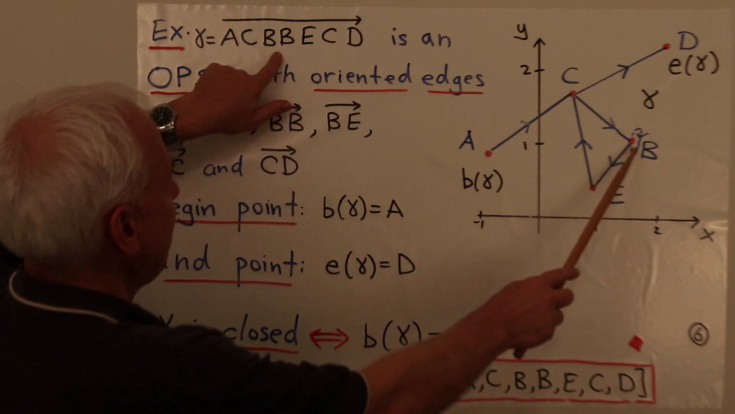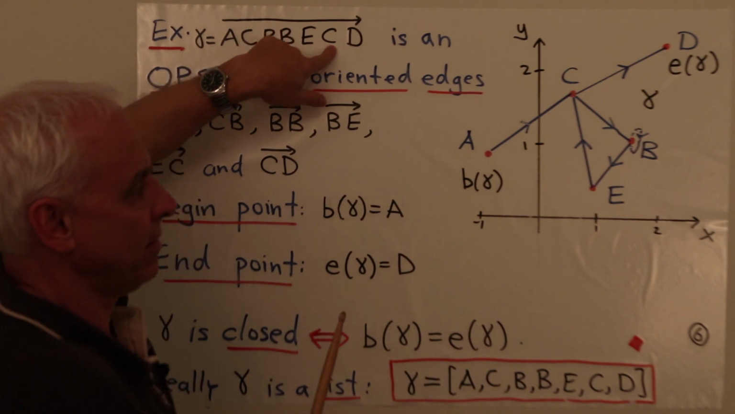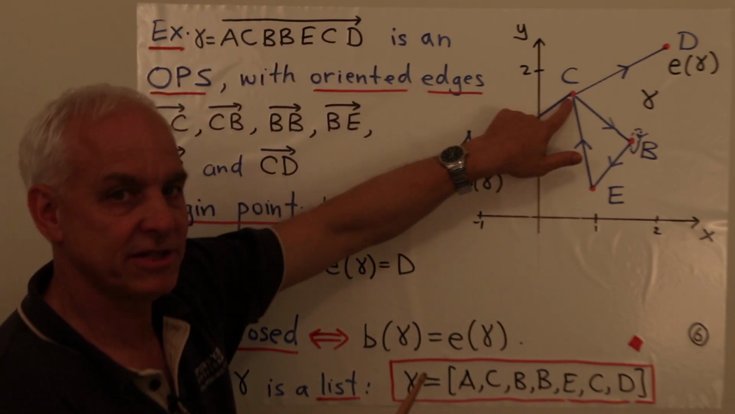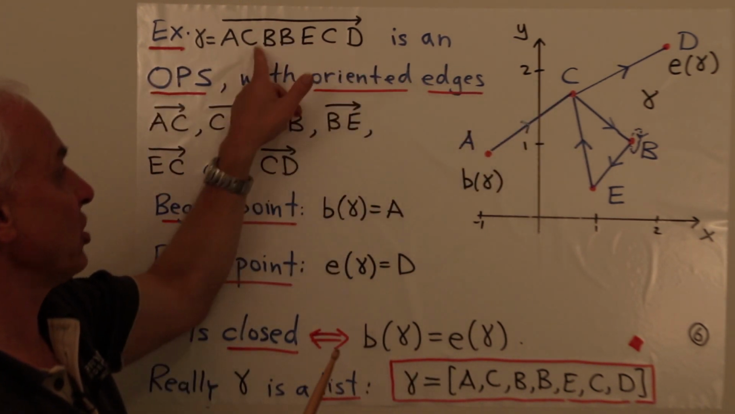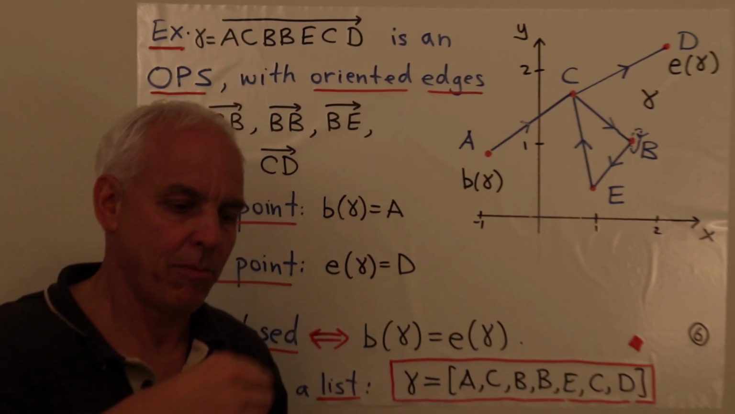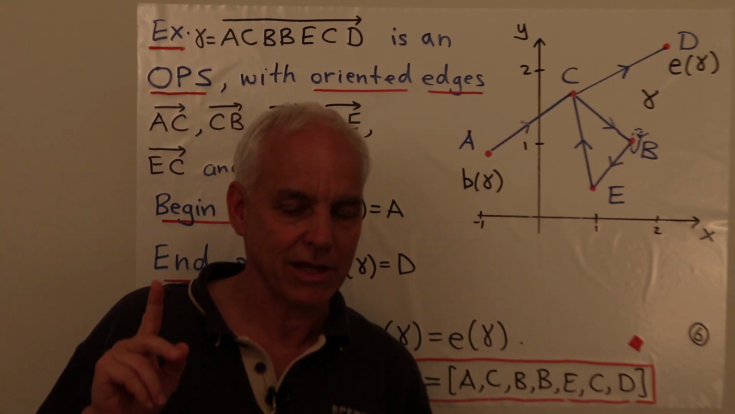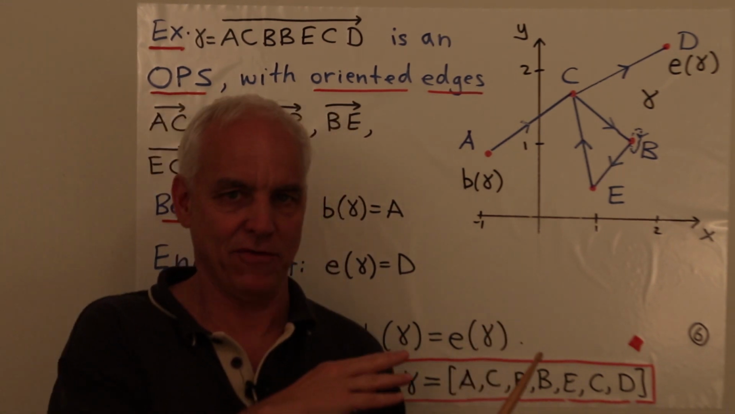After we're at B, then we go to E, and then we go to C, and then we go to D. So notice that we're going back to C. That's all right, because repetitions are allowed in a list. So this polygonal path is allowed some freedom that a polygon is not. Okay, a polygon cannot do this kind of thing.